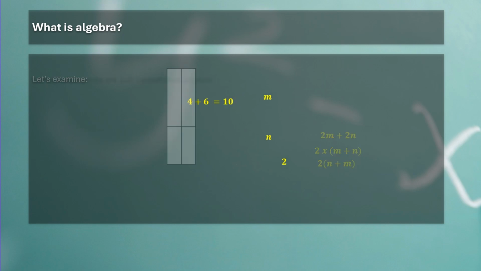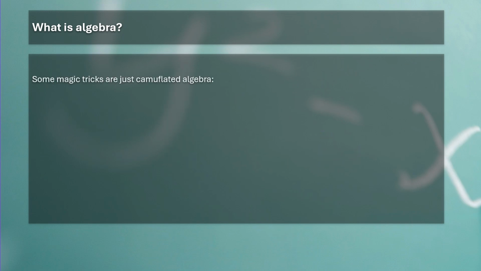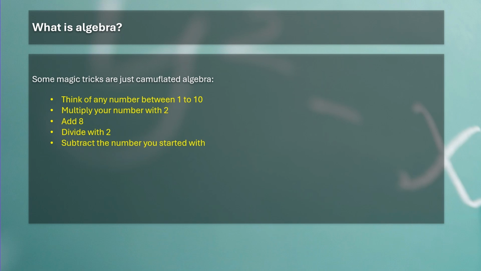Some magic tricks are just algebra in disguise. Try this trick yourself. First, think of a number between 1 and 10. Once you have it, double that number. Then, add 8 to your result. Now, take that new number and divide it by 2. Finally, subtract the number you originally thought of.